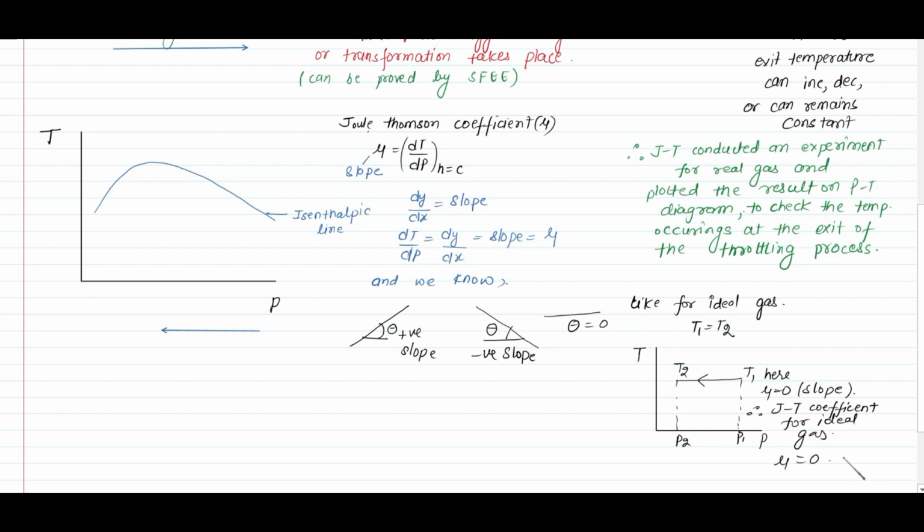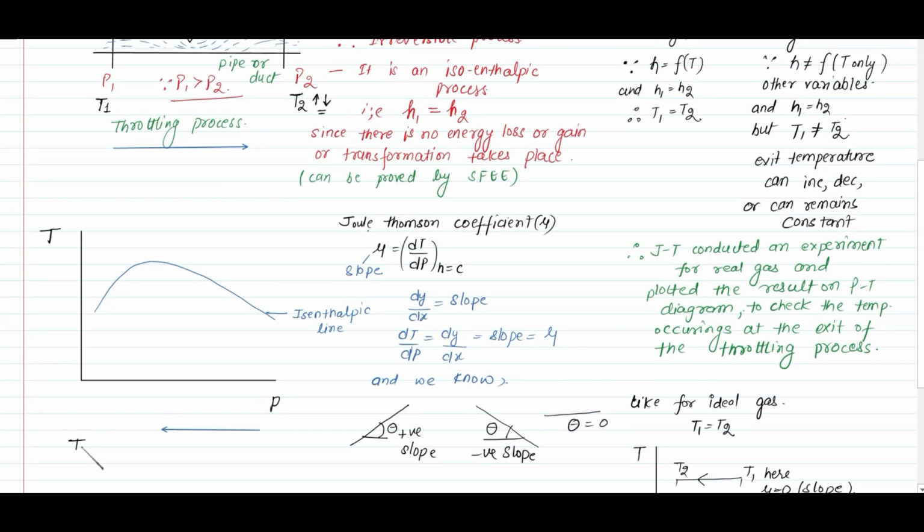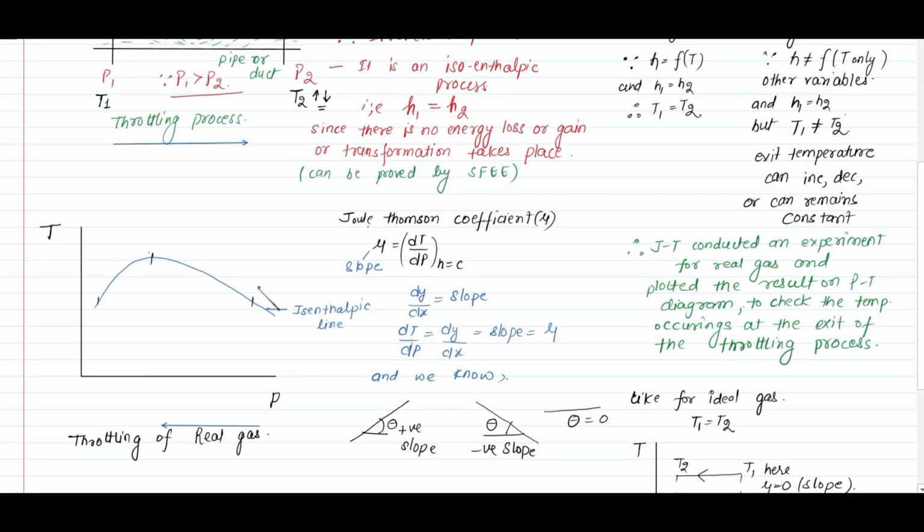Now coming to this diagram which we are analyzing, this is the throttling process for the real gas. Now indicating some points on this isenthalpic line to show the behavior of the slope, that is mu. Drawing a tangent at point B, I see that the slope is 0, so I am writing mu is equal to 0.